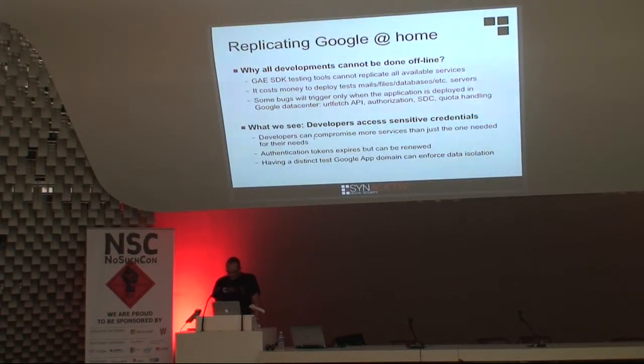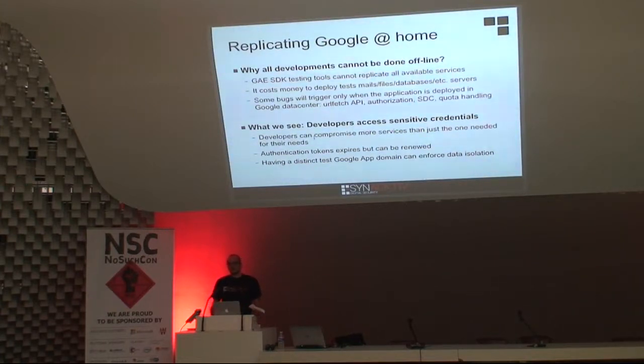Another reason that you have to do this is because some bugs will only trigger when you're connecting to the live system. We have some features such as the authorization mechanism, secure data connector, or quota handling. You will not get this kind of trouble when you're developing on your own server. You will only get this trouble when you're using Google. So what we see in real life is developers use production credentials on their system.